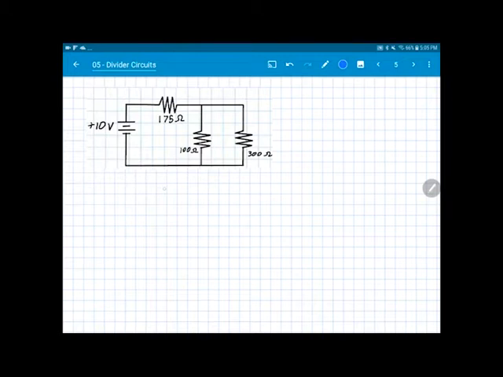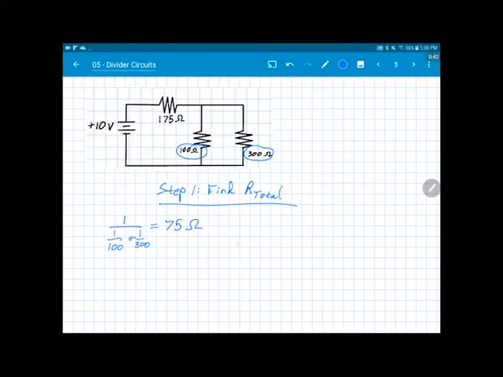This video is going to show you how to solve a complex circuit like the one you see here. The first step to doing this is going to be to find the total resistance. I can use Thevenin's theorem for parallel resistors because these two are in parallel with each other. And if I do that, then that becomes 75 ohms.